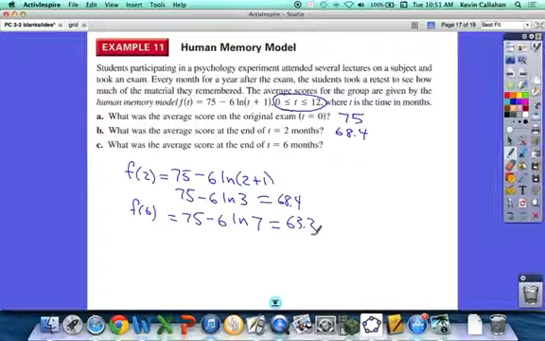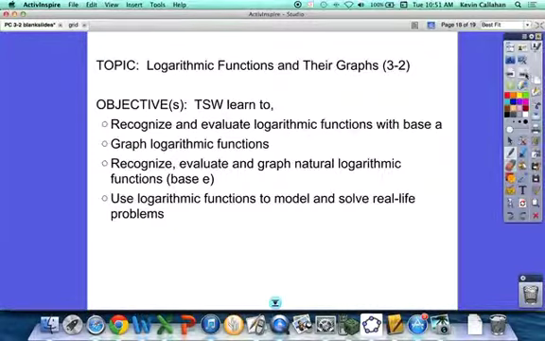Okay. So I think there's one problem like that. Again, don't be intimidated by the word problem. In the end, all you're doing is evaluating. So that's really all we can do at this point. So recognize and evaluate logarithms with a base A. Graph logarithmic functions. Recognize and evaluate natural logarithm functions, base E, and then use logarithms to solve real-life problems.